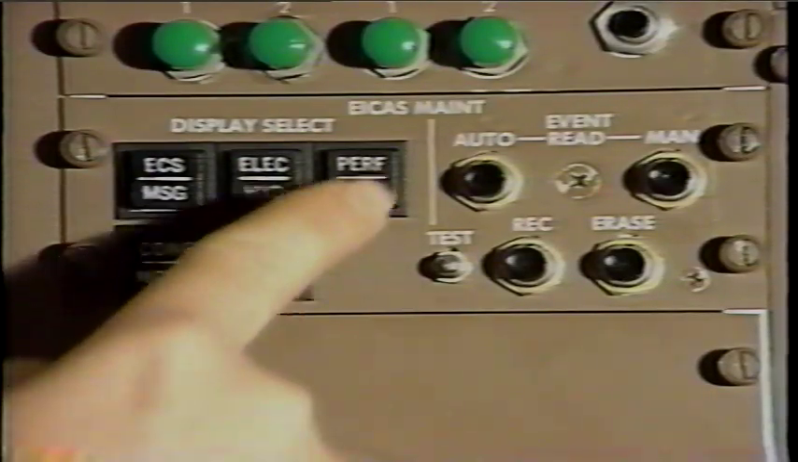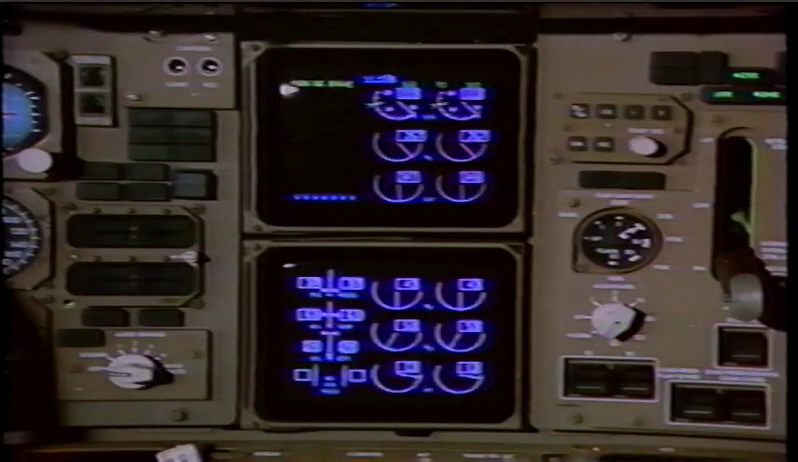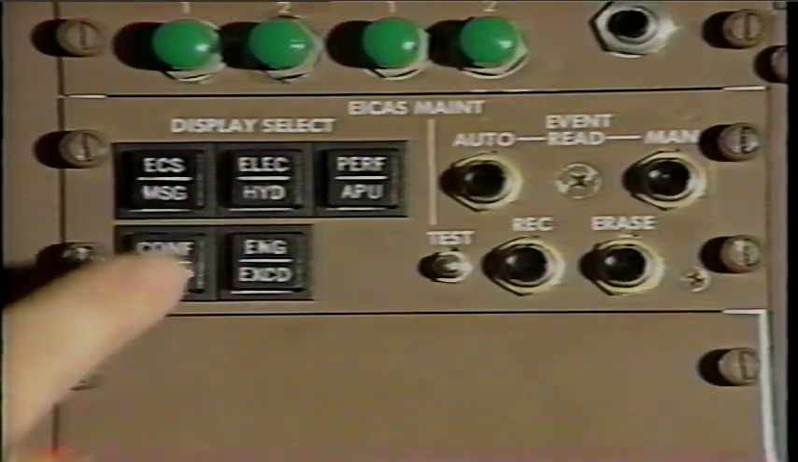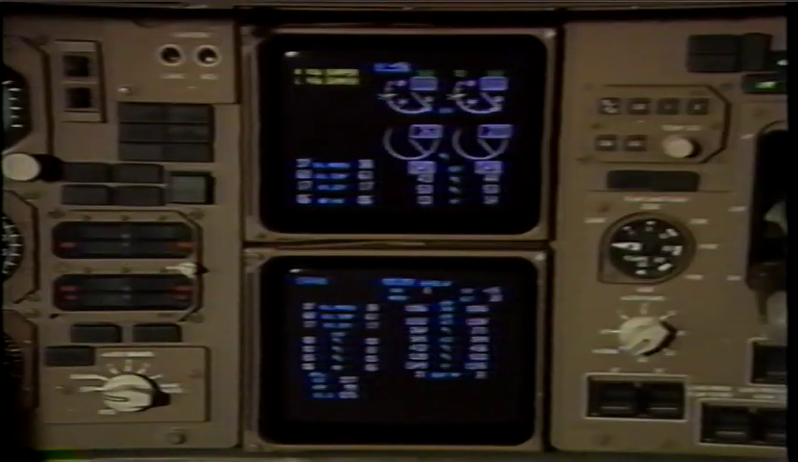Pushing the same switch again will return the CRTs to the primary and secondary engine displays. Certain airplane malfunctions and exceedances are automatically recorded by EICAS, and the related system parameters are stored for maintenance use in EICAS Auto Event Non-Volatile Memory. These recordings are called auto events.